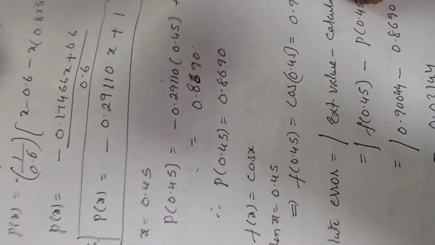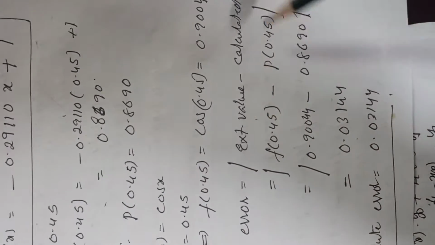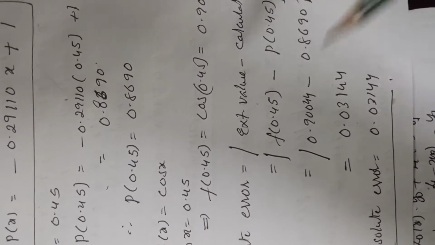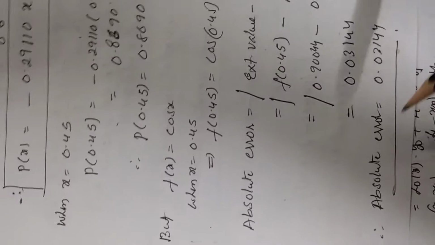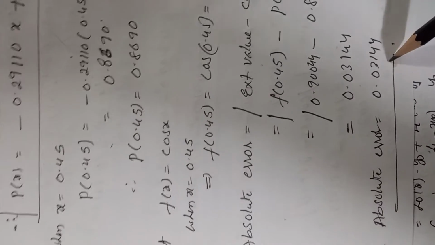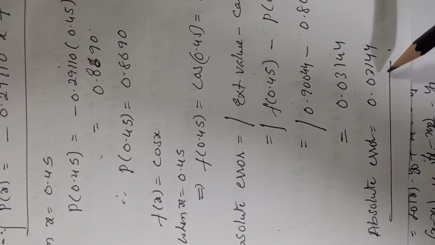Right? Now, what is the definition of absolute error? Absolute error is nothing but the modulus of exact value minus calculated value. See, this is exact value minus calculated value. That absolute difference is called absolute error. Here the absolute error is 0.03144. Alright?